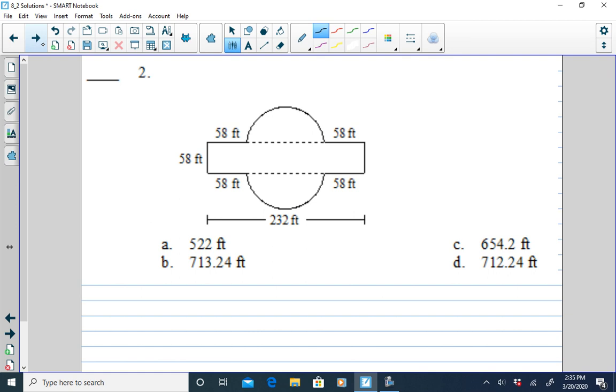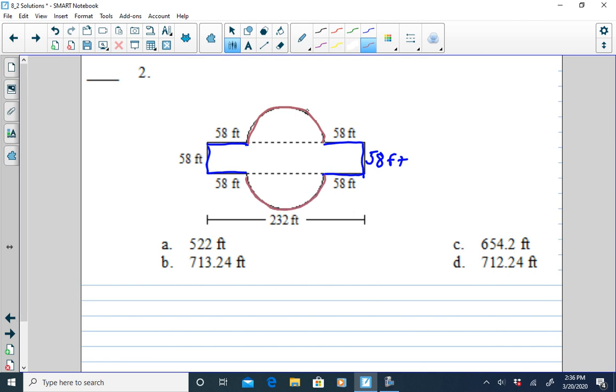Right, let's look at this next one. This next figure, to find the perimeter, we know some of the distances. We know all of these horizontal and vertical distances here. I know this horizontal distance, and of course this vertical distance is the same as this vertical distance, right? So we know that that's going to be 58 feet as well. So what we don't know is this distance here and this distance here.